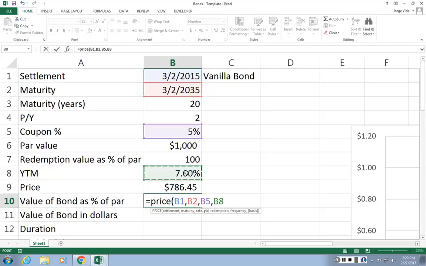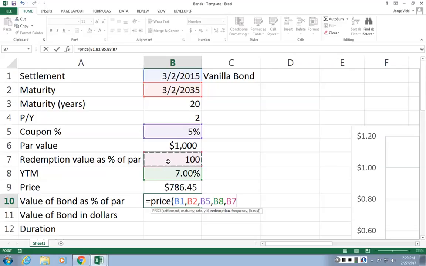And again, in the exam models, it's really easy to flip rate and yield. Comma. Then it's asking for redemption. That is this one right here, redemption value as a percent of par. So you click on that one. That means it's a vanilla bond, so it's going to be redeemed for 100% of par value.